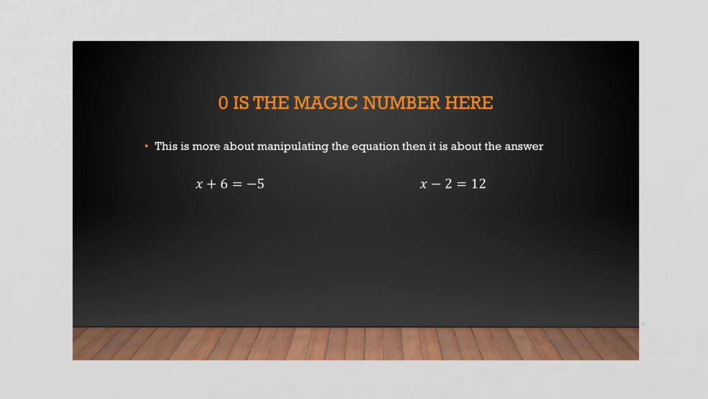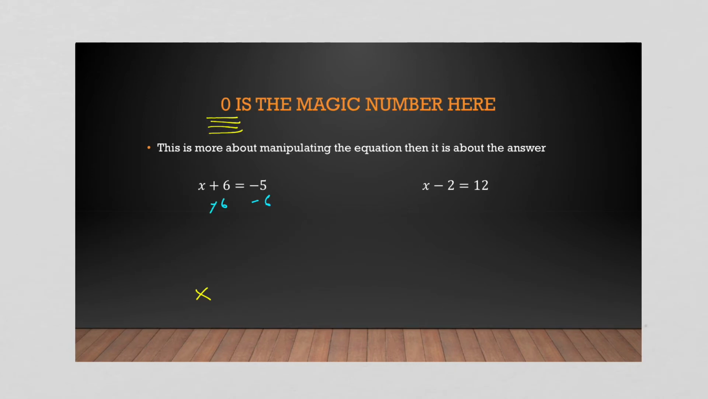So the whole idea with the addition principle is that 0 is the magic number. Here we have x plus 6. Ideally, I want x plus 0 because that just gives me x. So if I can make that plus 6 into a 0, then I'm going to end up with the equation represented in terms of x. So how do I make plus 6 0? I subtract 6. And then I subtract 6 from the right because I need to maintain balance of my equation.